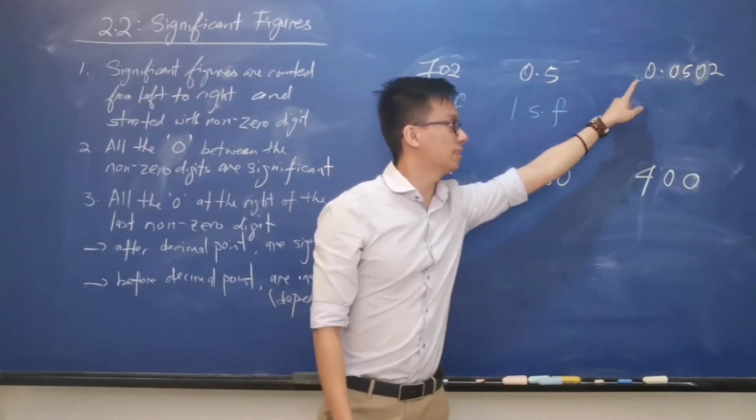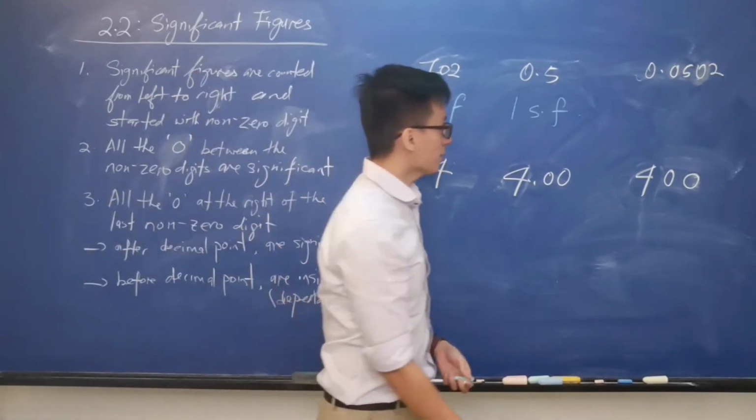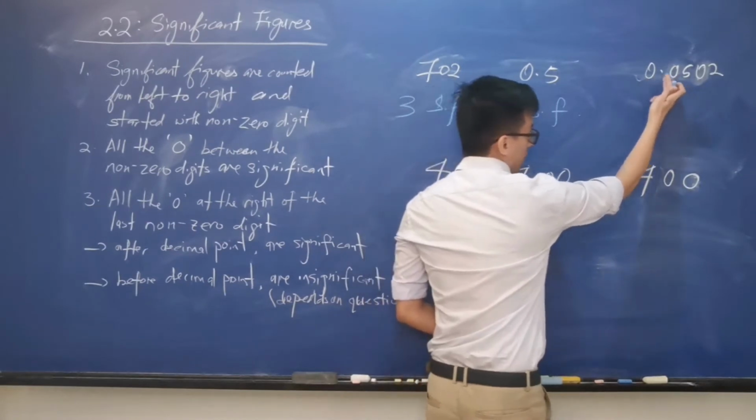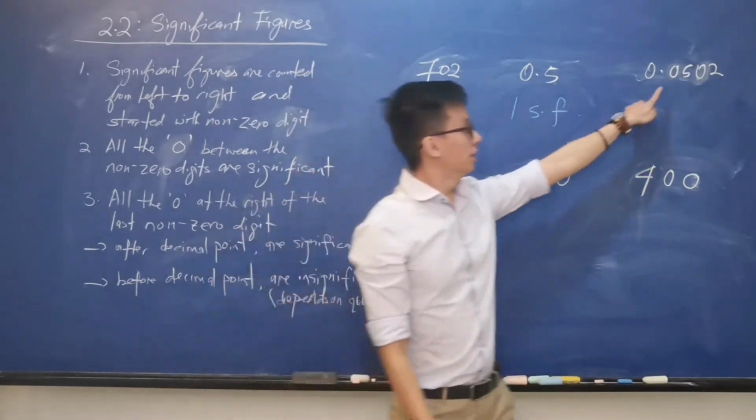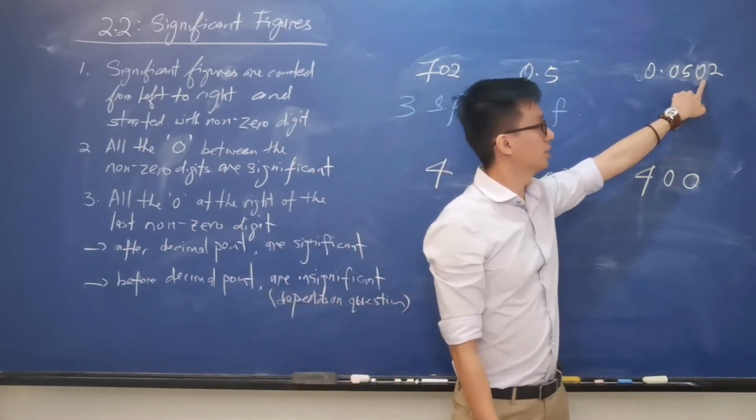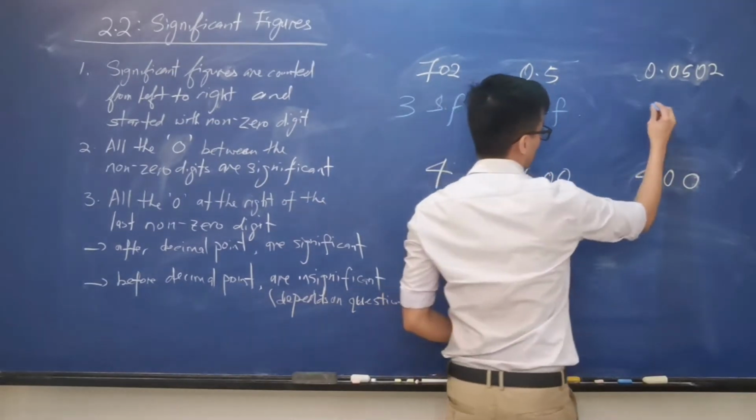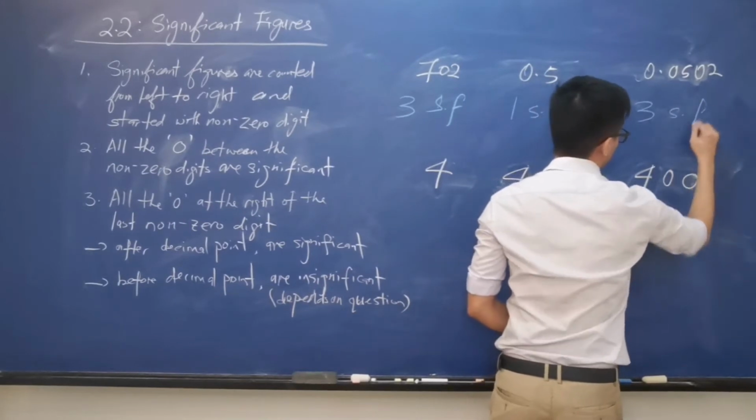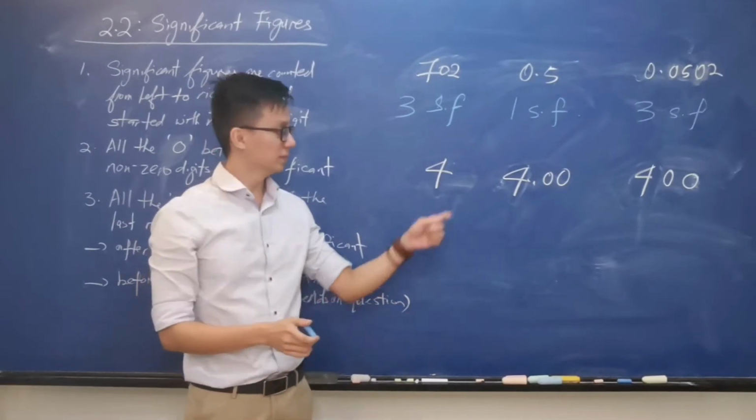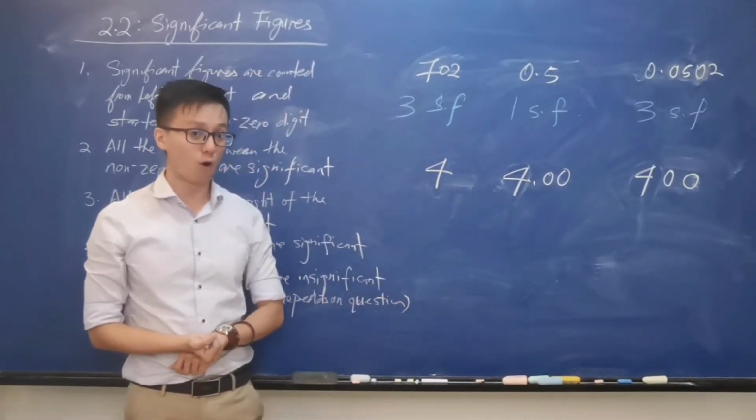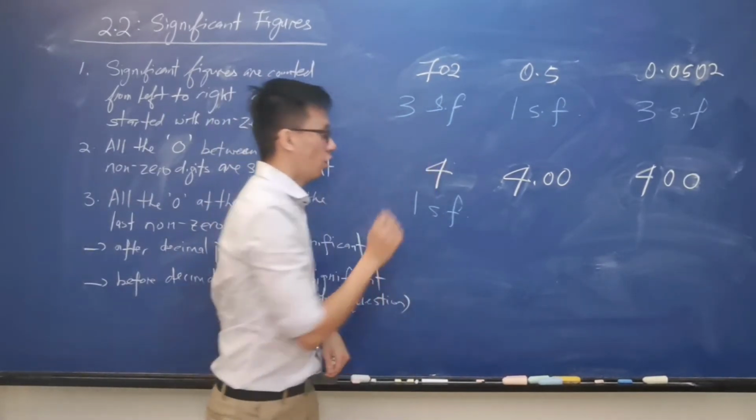How about the third one? 0.0502. Look at this number. Okay, we start from 5. 1 significant figure, 2 significant, and 3 significant figures. So this is 3 significant figures. How about this one? Only 4. So very simple. Only 1 significant figure.